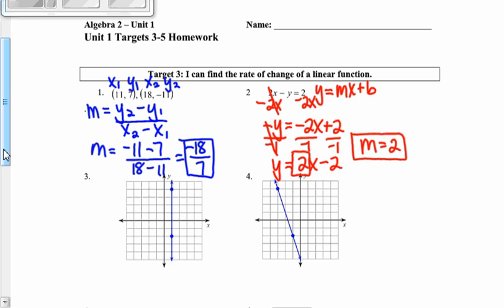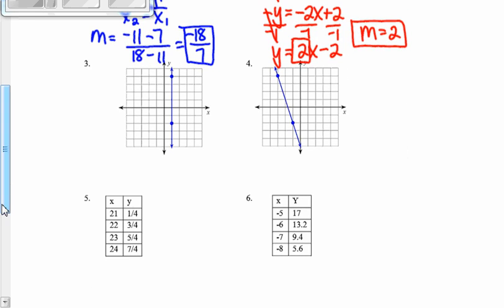Now we're going to find the rate of change given some graphs. So on number 3, this is a vertical line. And anytime you have a vertical line, you don't even have to do a lot of work. The slope is undefined.